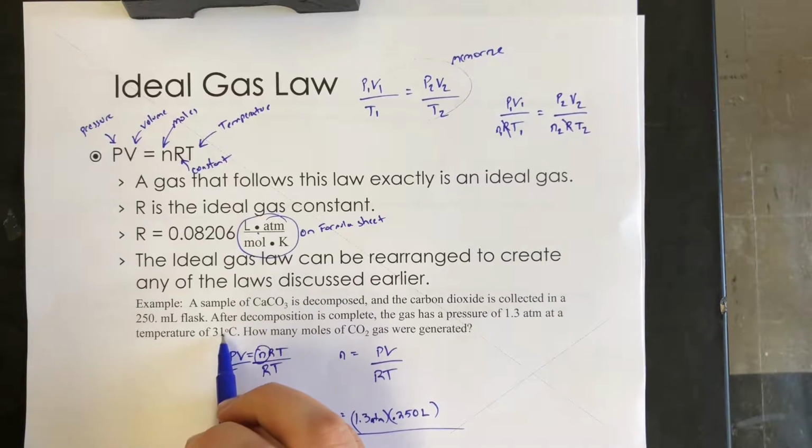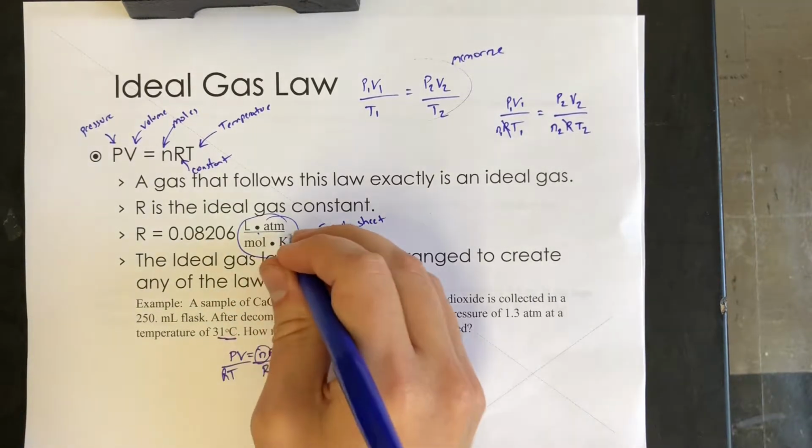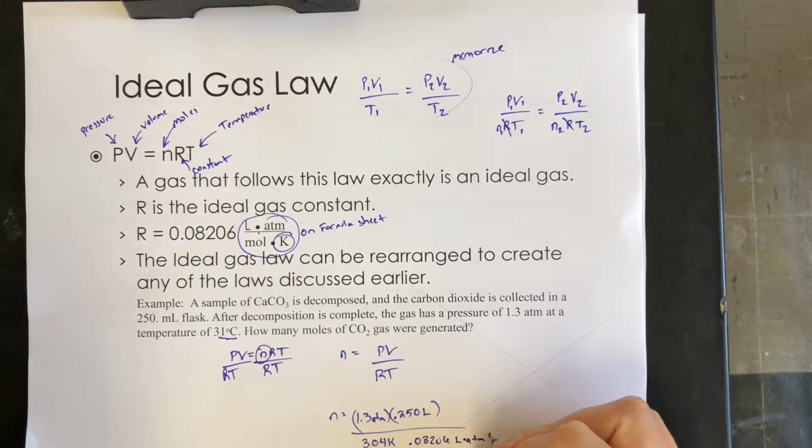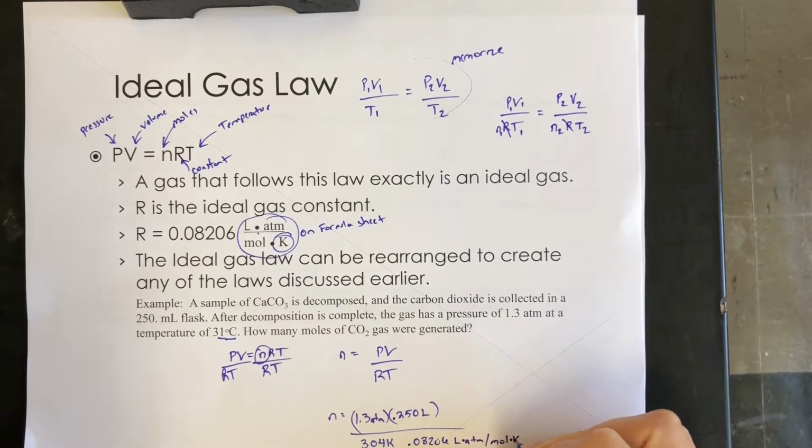My temperature is 31 degrees Celsius, but this needs to be in Kelvin, so I need to convert. So I take 31 plus 273 gives me 304 K. And then my constant is 0.08206 liters atmospheres per mole K. From there, I need to just solve for n.